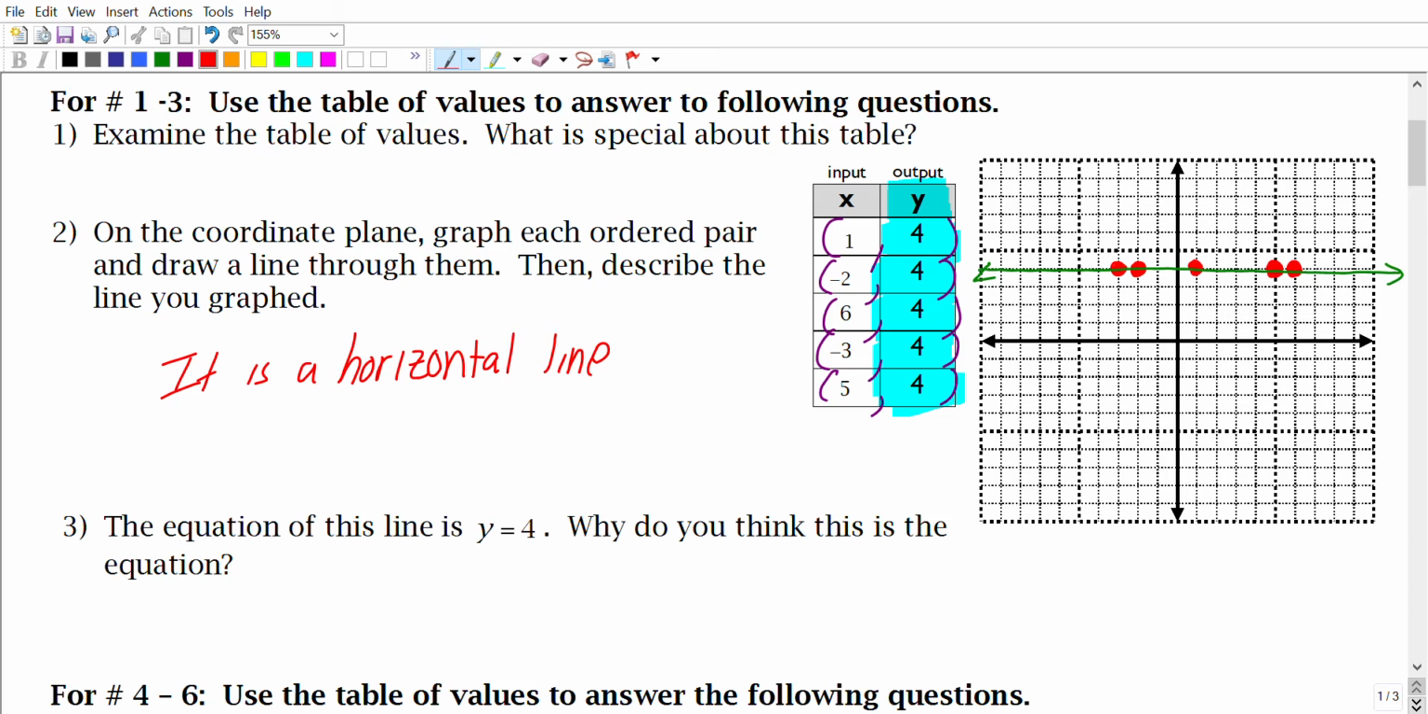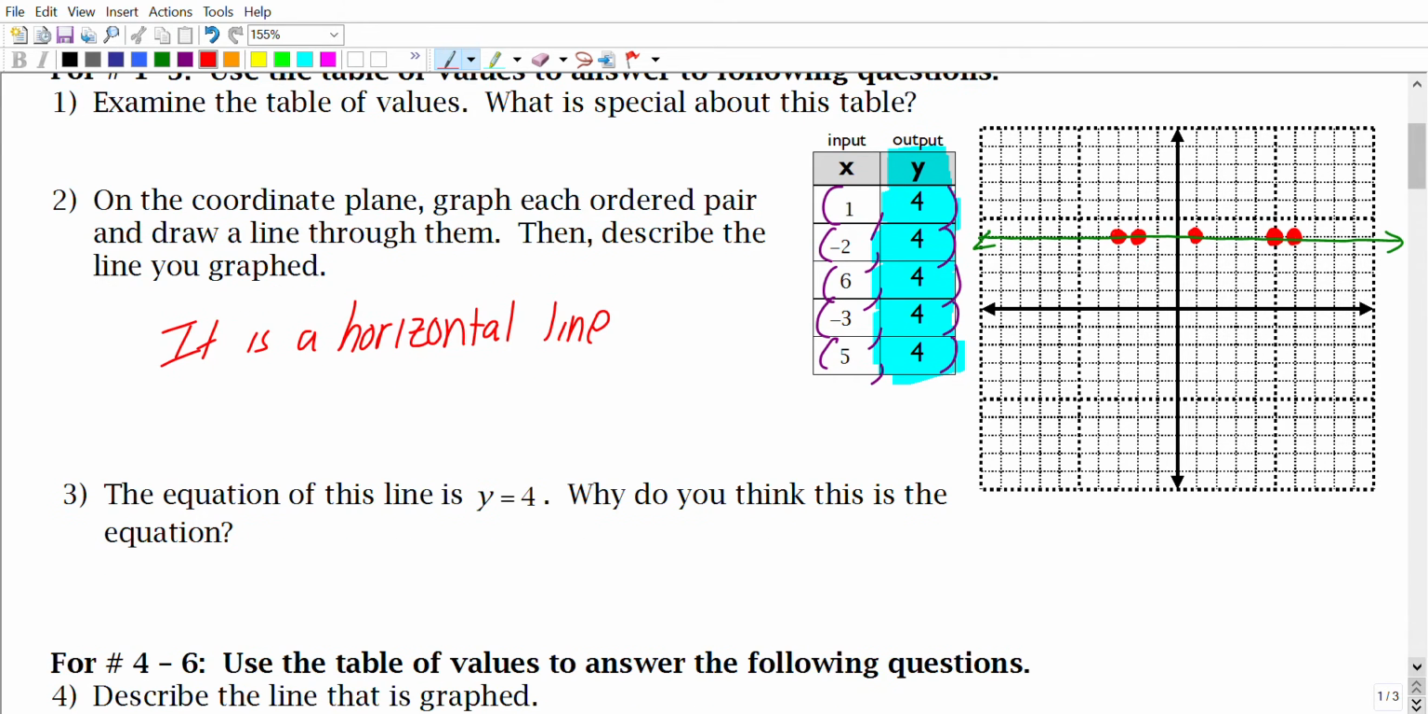All right, so we graphed a horizontal line. It goes straight left and right. It doesn't go up at all. It doesn't go down at all. It just goes left and right. Now number 3 says the equation of this line is y equals 4. So this is the equation of that line. It asks, why do you think this is the equation? So what about this tells us that the equation is y equals 4?